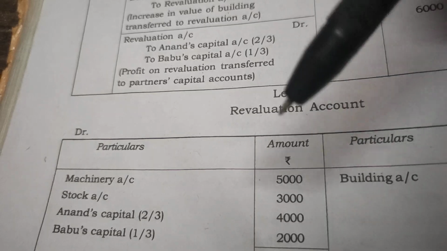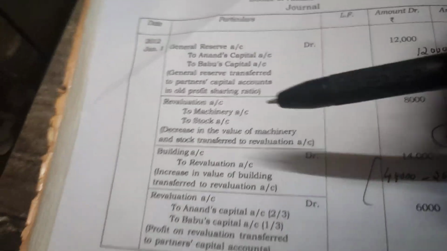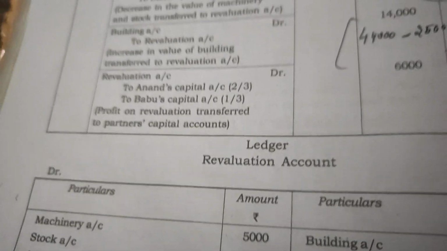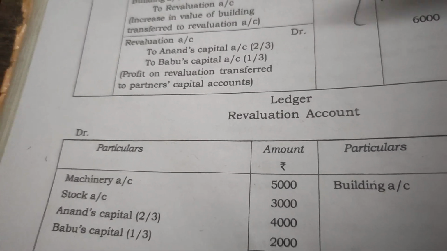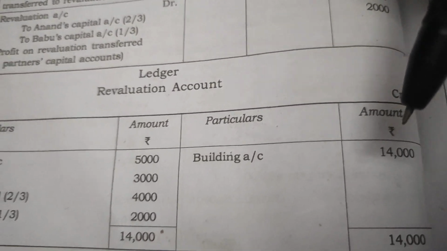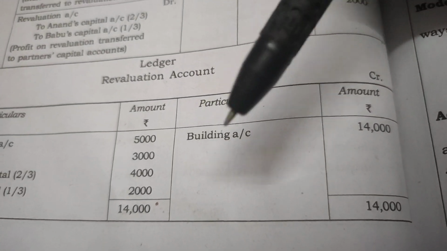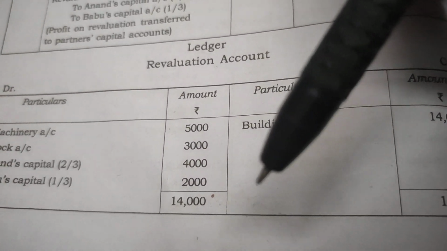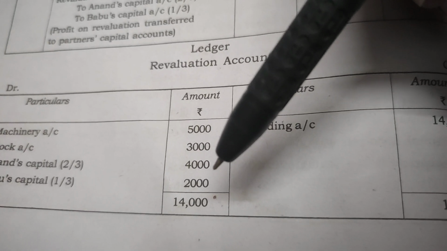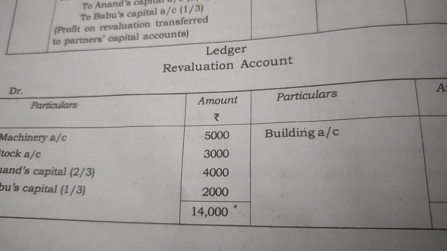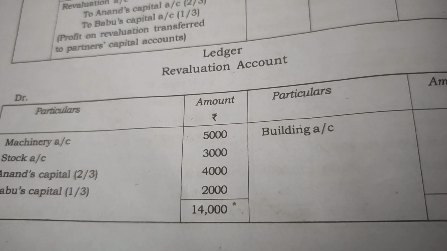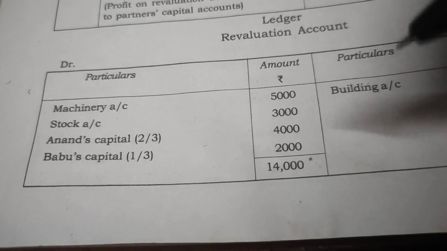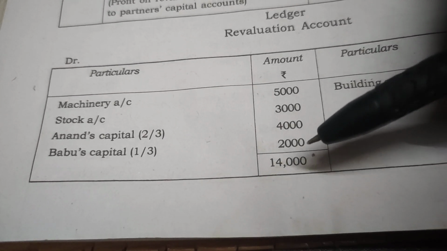As we have said earlier, two items will be shown on the debit side and the other item on the credit side. Revaluation account is a nominal account. So machinery and stock should be debited and building account should be credited. Then the total amount, the credit balance is more, 14,000 minus debit side will give the amount 6,000. This 6,000 will be divided between the partners in their old profit sharing ratio, that is 2:1. So 6,000 into 2 by 3 will give 4,000 and 6,000 into 1 by 3 gives 2,000.